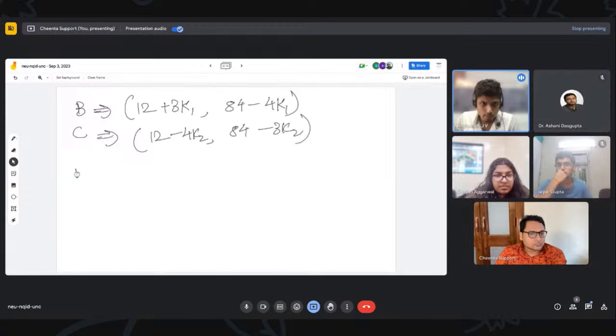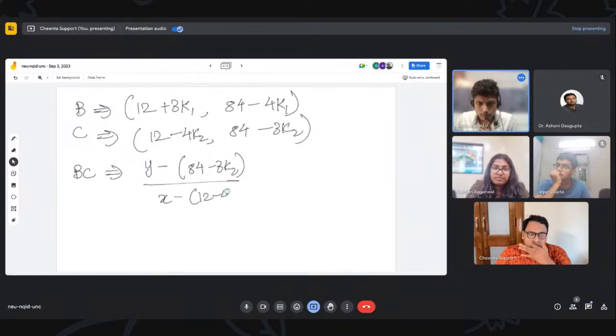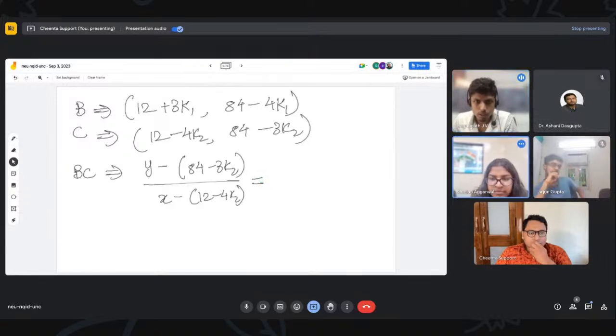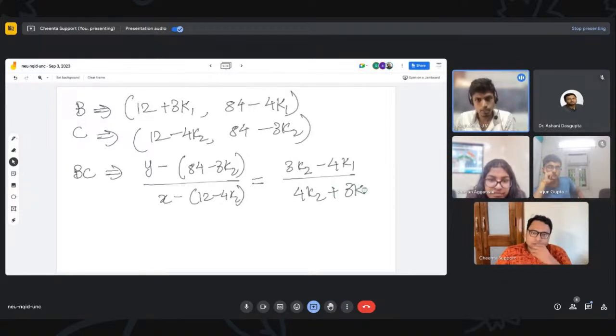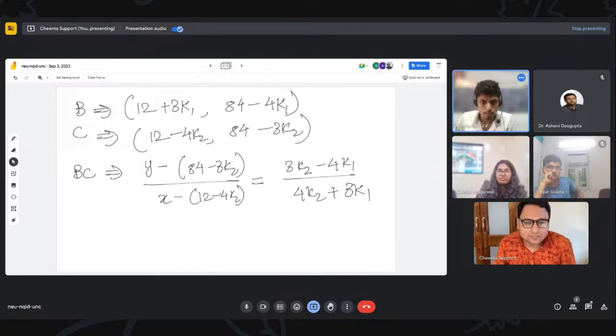So the BC equation will be y minus (84 minus 3k2) upon x minus (12 minus 4k2) is equal to the difference of these two. So the difference of these two will be (3k2 minus 4k1) upon (4k2 minus 3k1). Sorry, plus 3k1. So this minus this, and then this minus this. Okay.